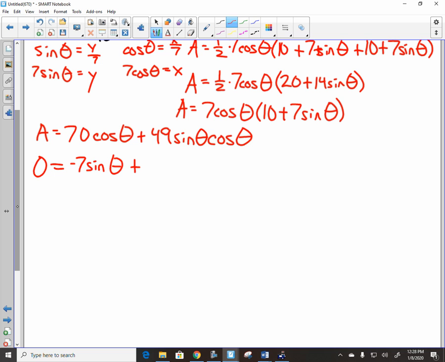Uh-oh, how do I take the derivative of 49 sine times cosine? Product rule. What's the derivative of 49 sine? 49 cosine. So you have 49 cosine squared, because you're going to multiply by cosine. What's the derivative of cosine? Negative sine times the 49 sine would be negative 49 sine squared of theta.